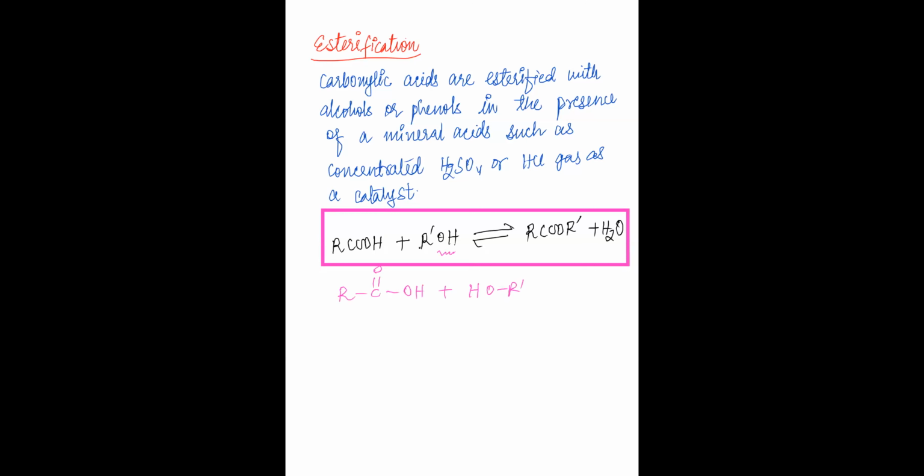So here again, you are going to remove this H2O. H from here and OH from here. And you will get what? You will directly get R-C double bond O, OR dash, simple ester. And this is called esterification. It has a name, alkyl alkanoate.